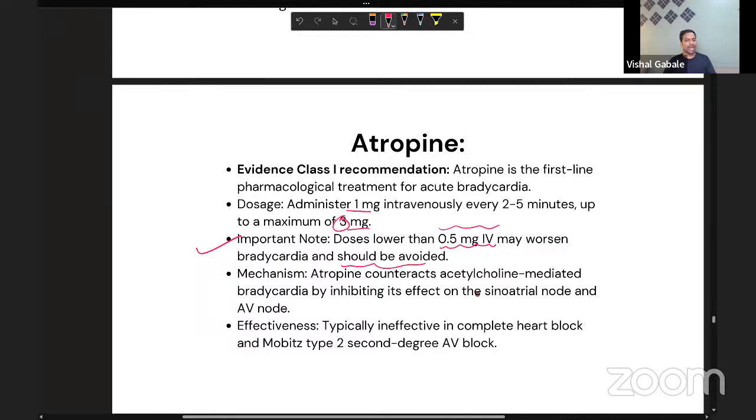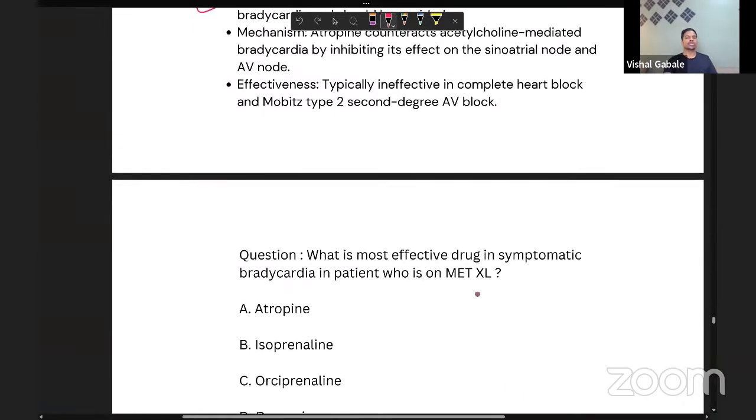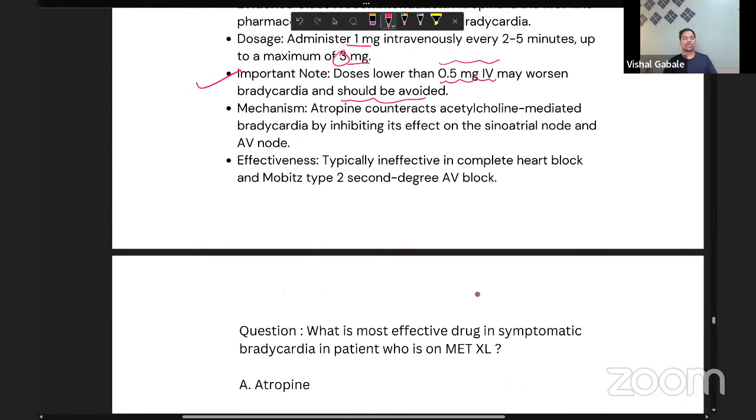And how does it act? So it counteracts acetylcholine. Acetylcholine is a parasympathetic neurotransmitter that causes bradycardia. Atropine is basically an anti-parasympathetic. Definitely it is effective. But as we discussed, it is ineffective in Mobitz type 2 and complete heart block.